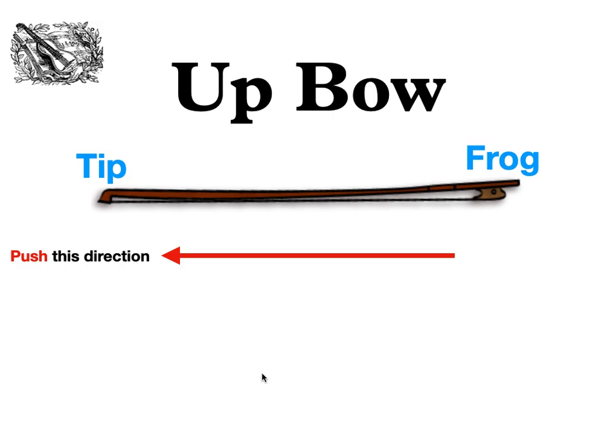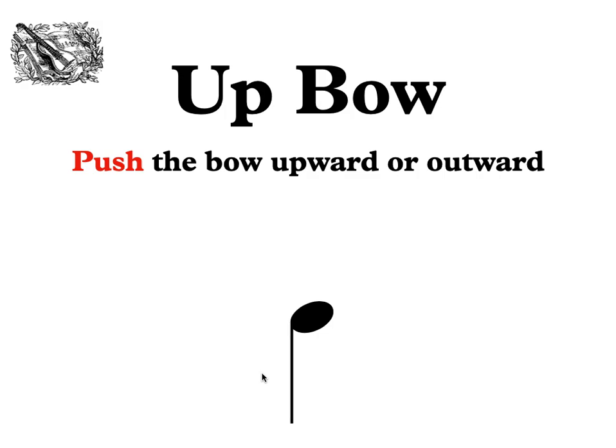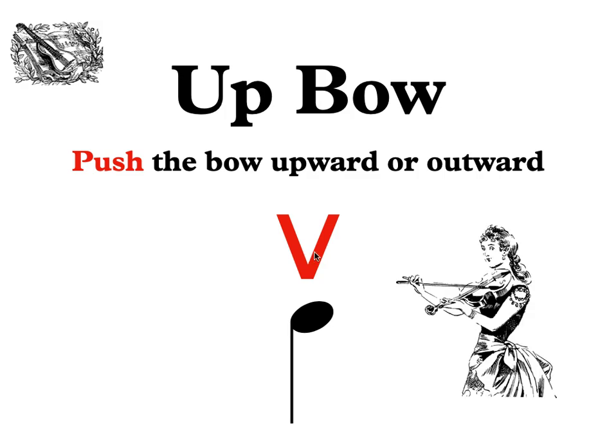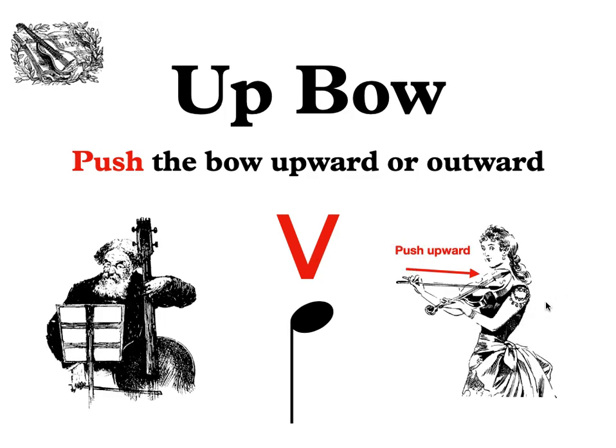Okay, the up bow is when you're going to push in the direction away from the instrument, and that symbol looks like a V. Okay, so the violinist is going to push their bow forward, and the cello or string bass is going to push the bow away from them. Okay, so there's your symbol for up bow and down bow.